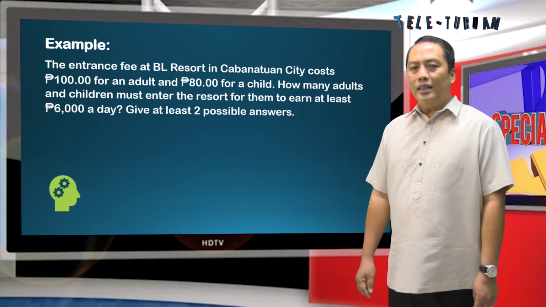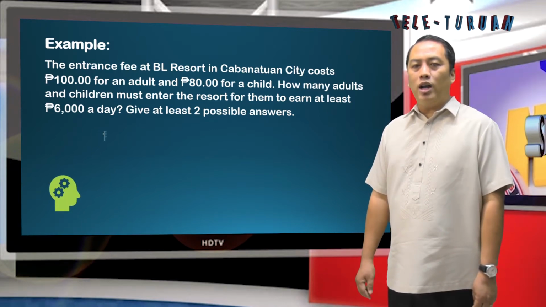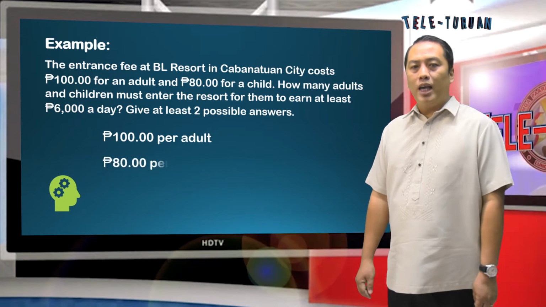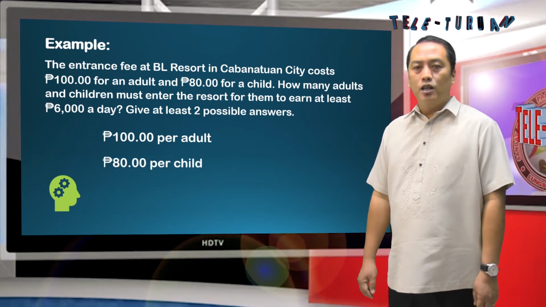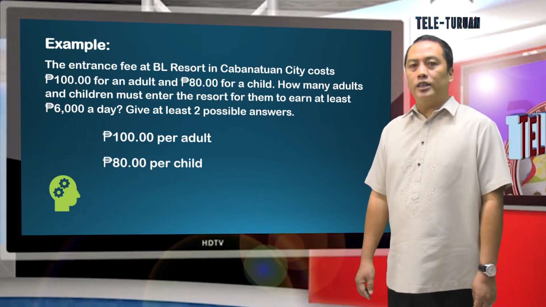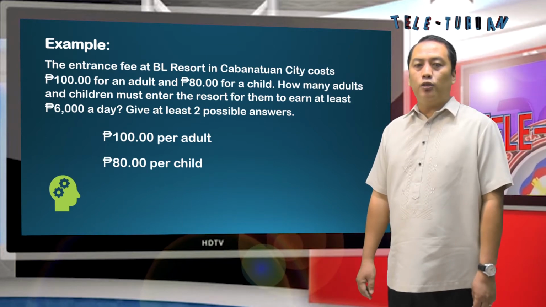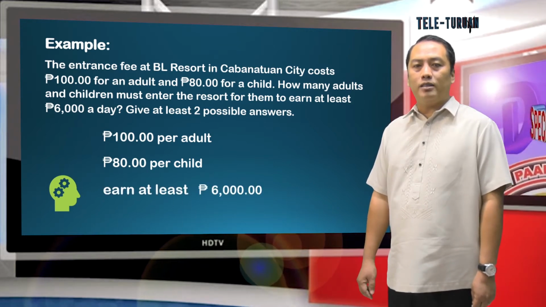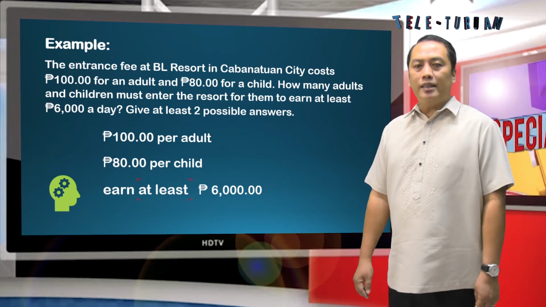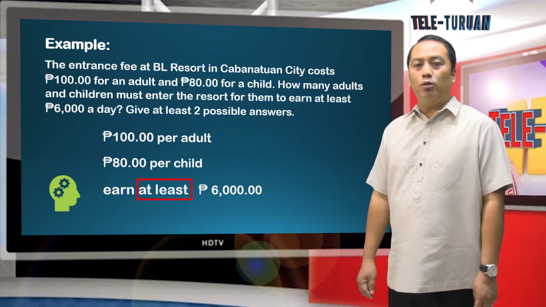Analyze. The entrance fee in the resort is 100 pesos for an adult and 80 pesos for a child. We need to know how many adults and children must enter the resort for them to earn at least 6,000 pesos in a day. The words "at least" suggest that we are dealing here with an inequality.